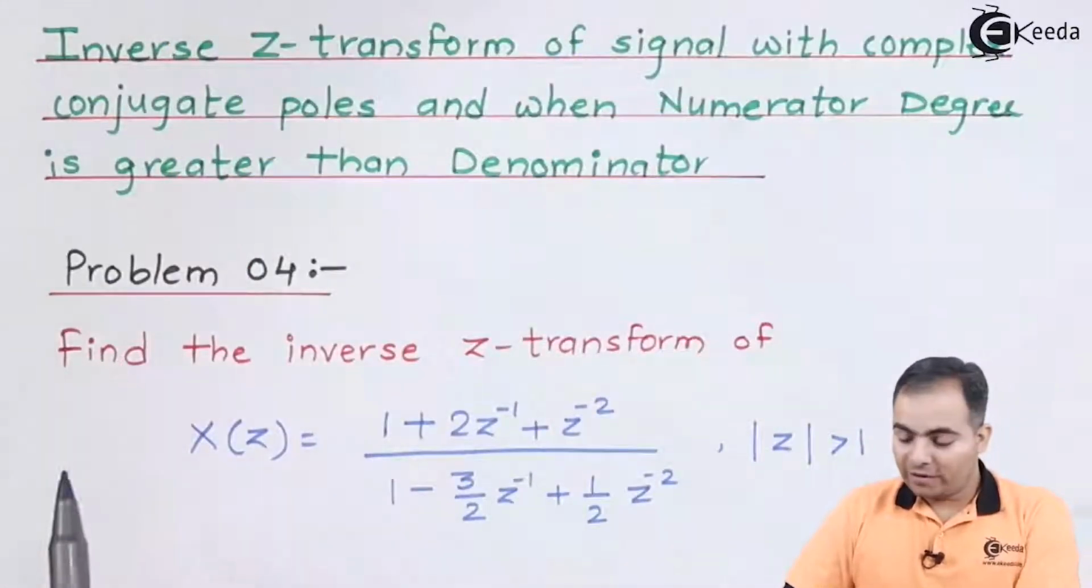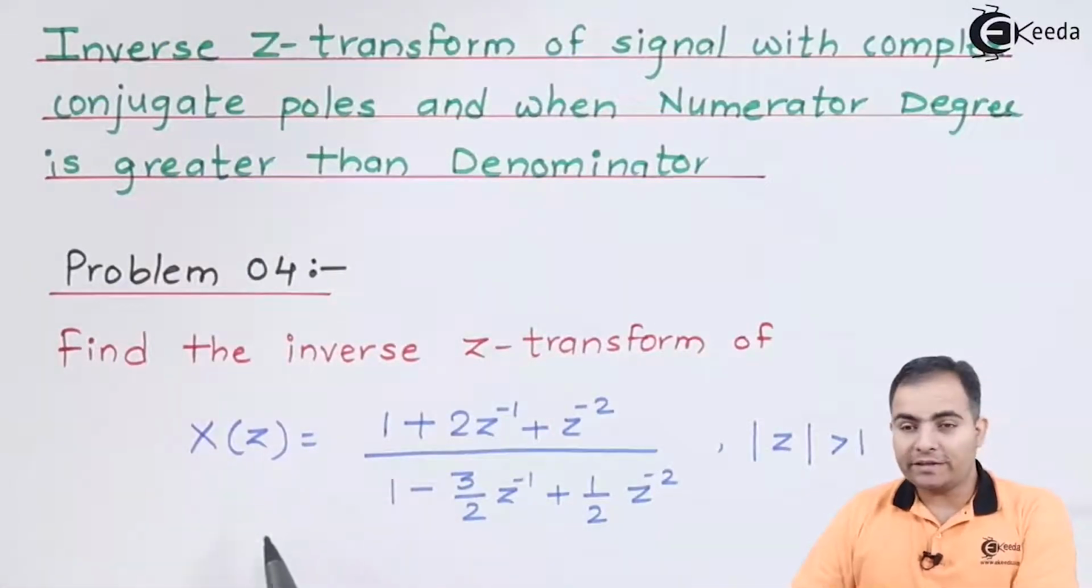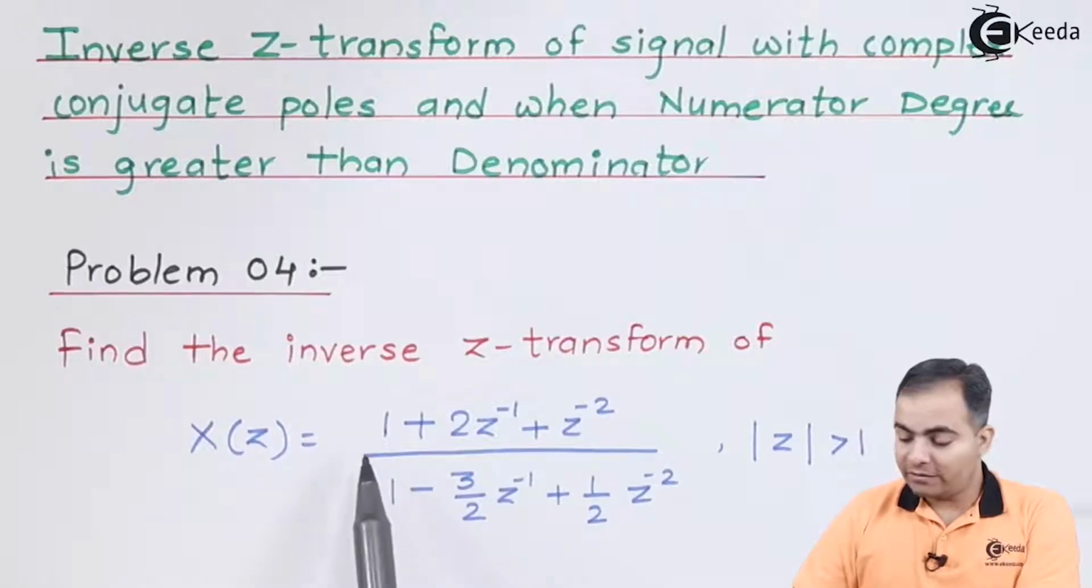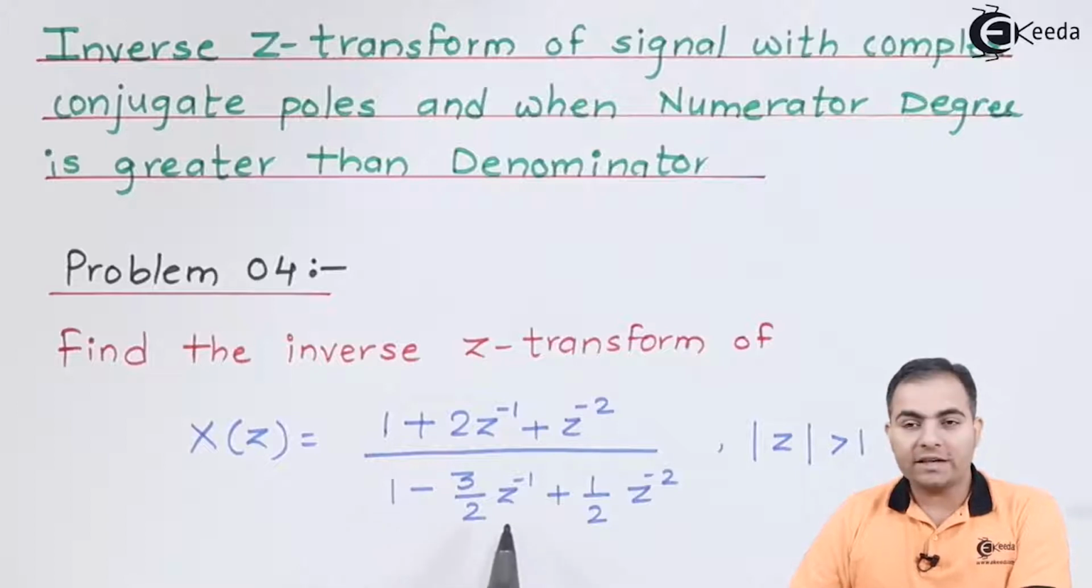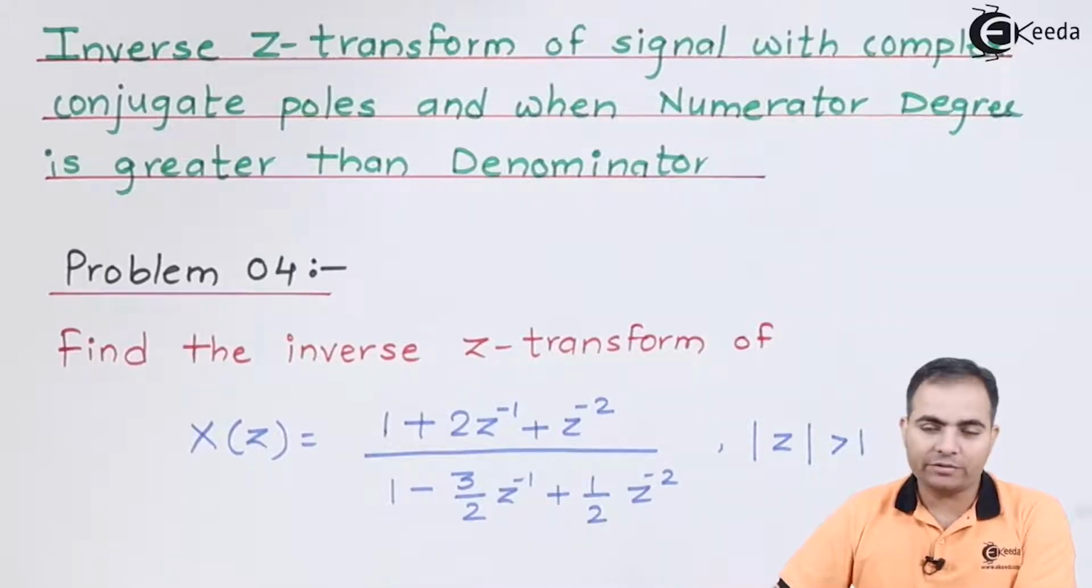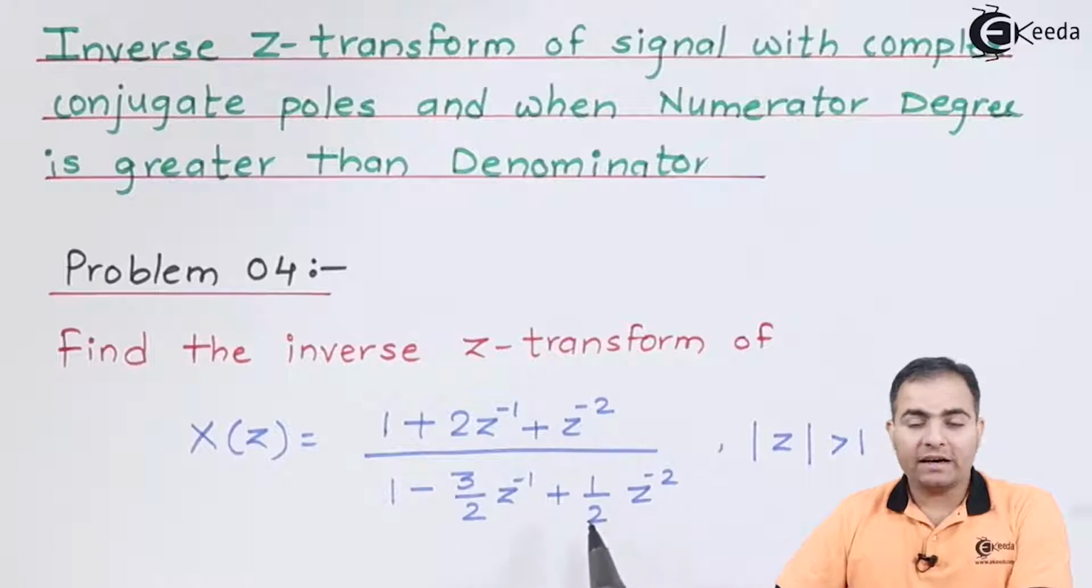Problem number 4. Find the inverse Z transform of X(z), where X(z) is (1 + 2z^-1 + z^-2) divided by (1 - 3/2 z^-1 + 1/2 z^-2). Now here the degrees are the same.